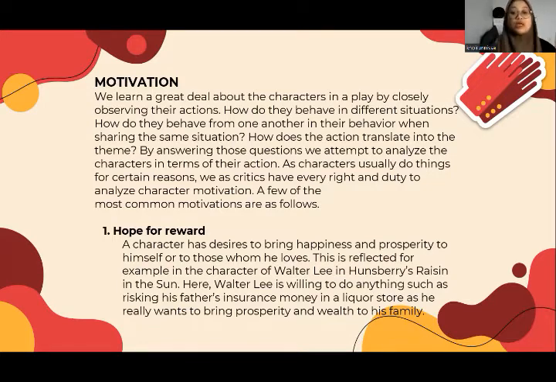The first is hope for reward. A character has desires to bring happiness and prosperity to himself or to those whom he loves. This is reflected, for example, in the character of Walter Lee in Hansberry's A Raisin in the Sun. Here, Walter Lee is willing to do anything, such as risk insurance money in a liquor store, as he really wants to bring prosperity and wealth to his family. Next.